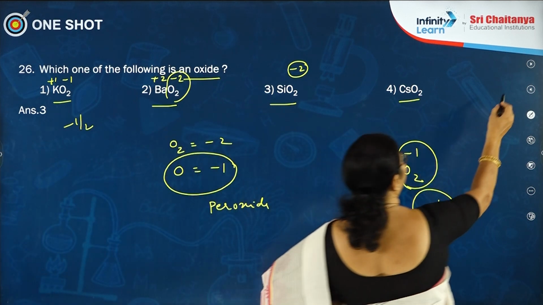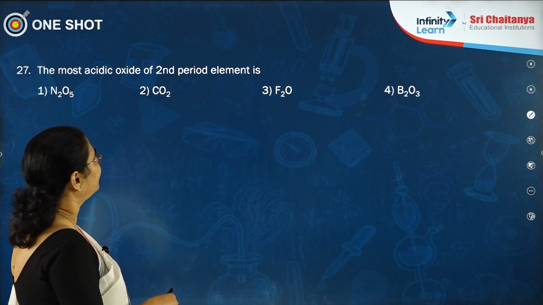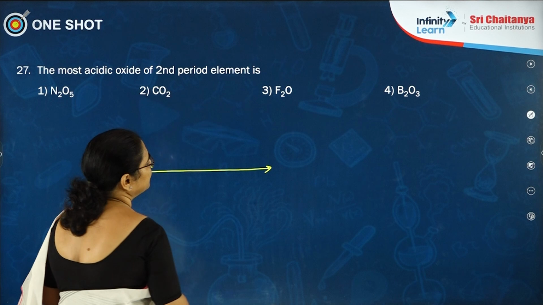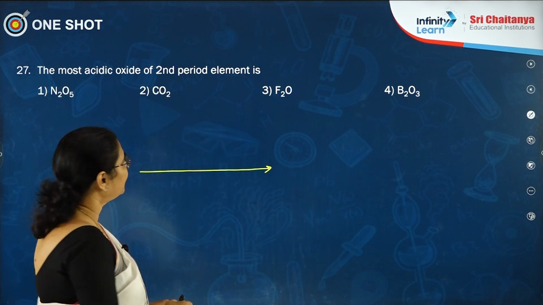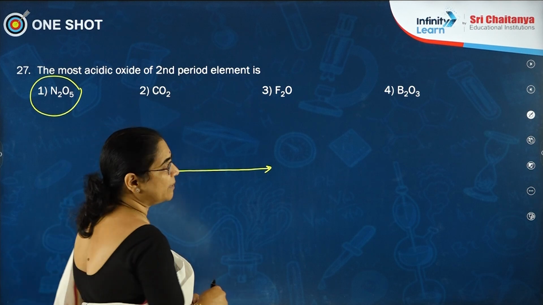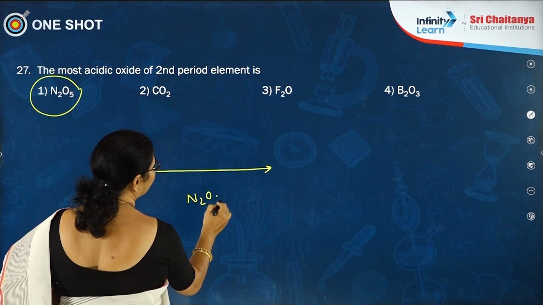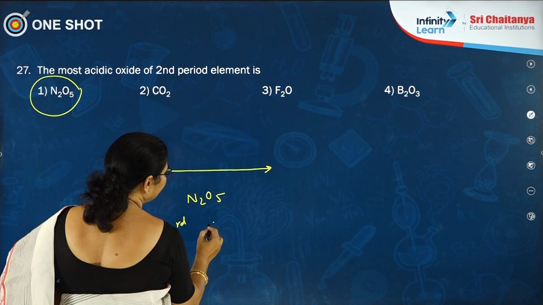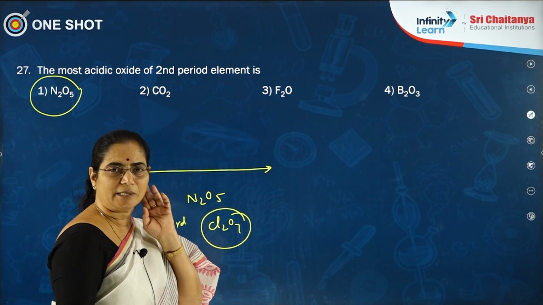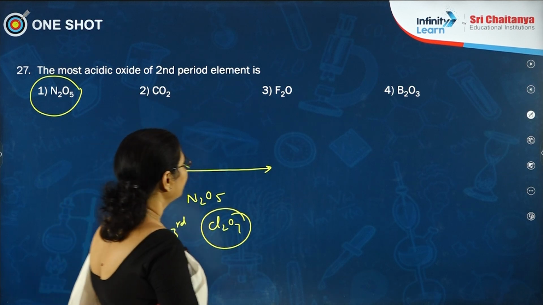Next, the most acidic oxide in the second period. As we move across, non-metallic nature increases, acidic nature increases. So, N2O5 is the most acidic oxide. Please remember it, very important question. In second period, N2O5 is most acidic. In third period, Cl2O7 is the most acidic. Not only in third period, in the entire periodic table, the most acidic stable oxide is this one only.